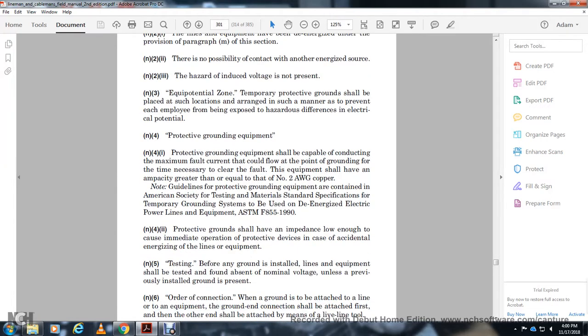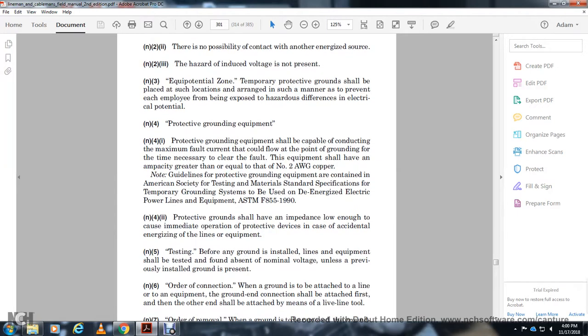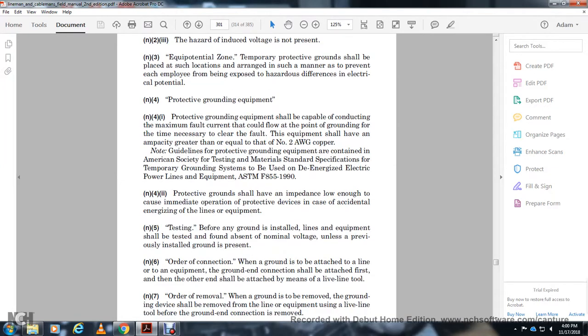Any ground installed on the line or equipment shall be tested in the absence of nominal voltage, unless a previously installed ground test is present. In connecting the ground to the line or equipment, the ground end connection shall be attached first, and then the other end shall be attached by means of a live-line tool.